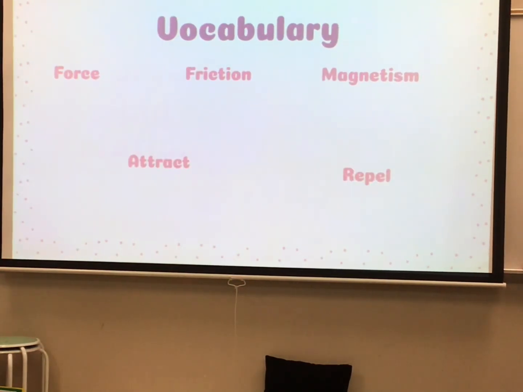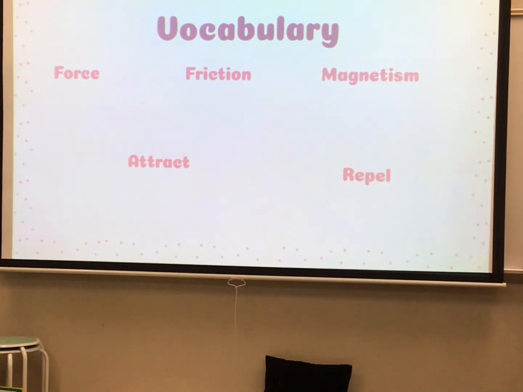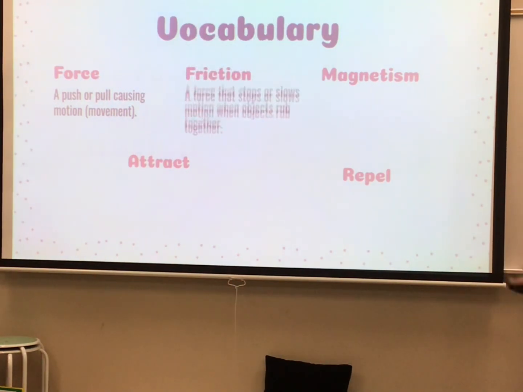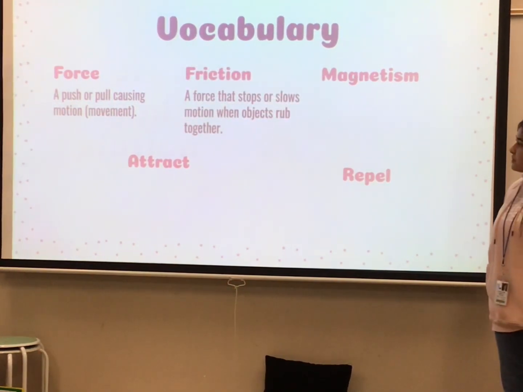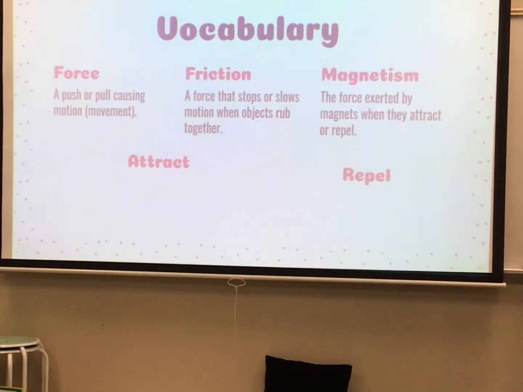So our 5 vocabulary words are force, friction, magnetism, attract, and repel. So force. We did go over force, right? Force is a push or pull causing motion or movement. Friction is a force that stops or slows motion when objects rub together. Magnetism is the force exerted by magnets when they attract or repel.